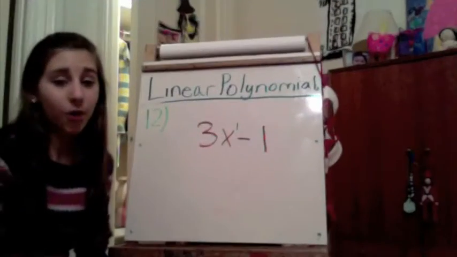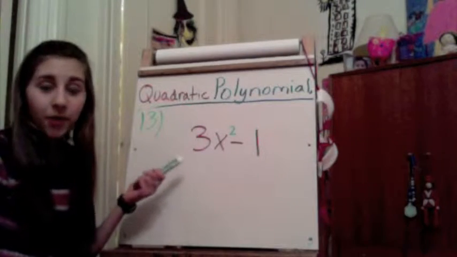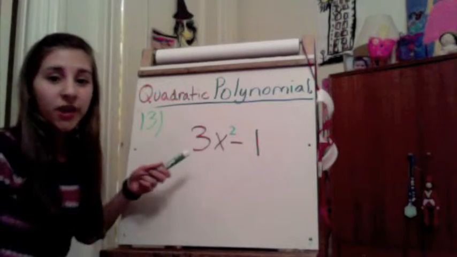A linear polynomial is a polynomial with a degree of 1. A quadratic polynomial is a polynomial with a degree of 2.